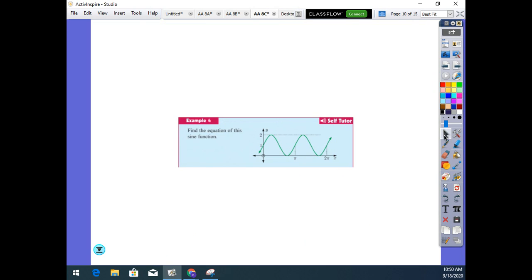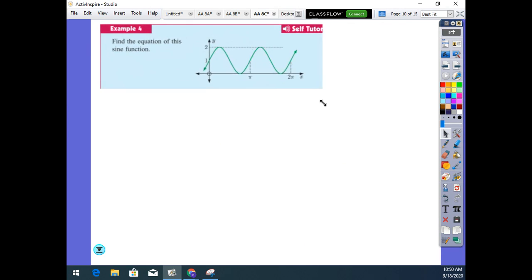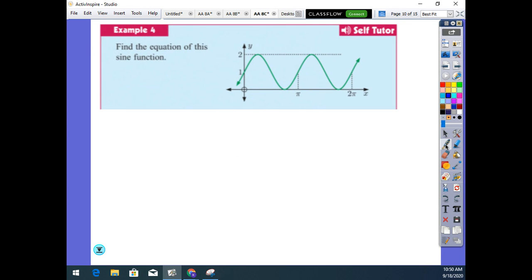All right, last problem. Okay, find the equation of this sine function. That's really important, okay? So first of all, notice everything's been shifted up 1. All right, then my amplitude is 1 from 1 to 2, so then I don't need anything in the front here.